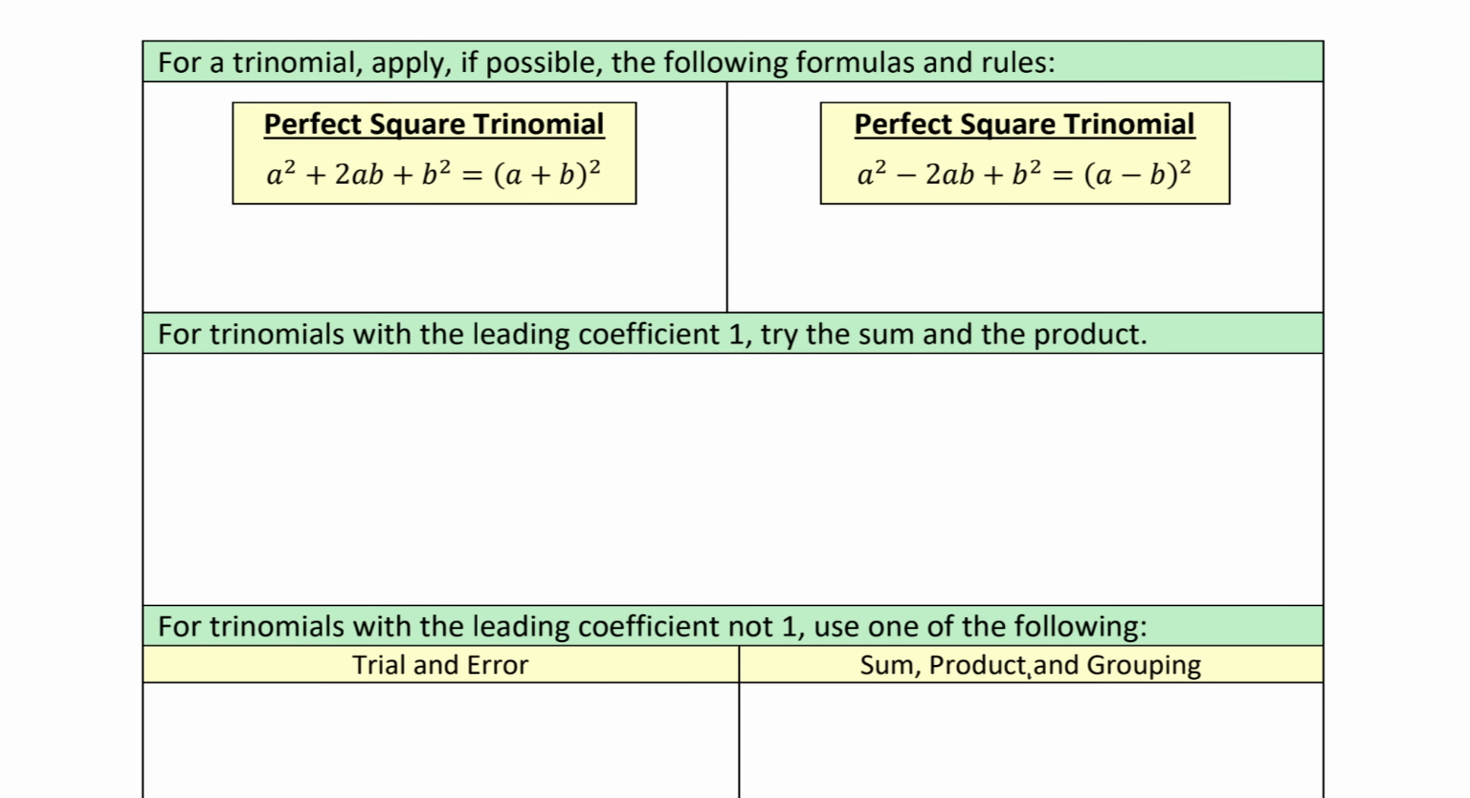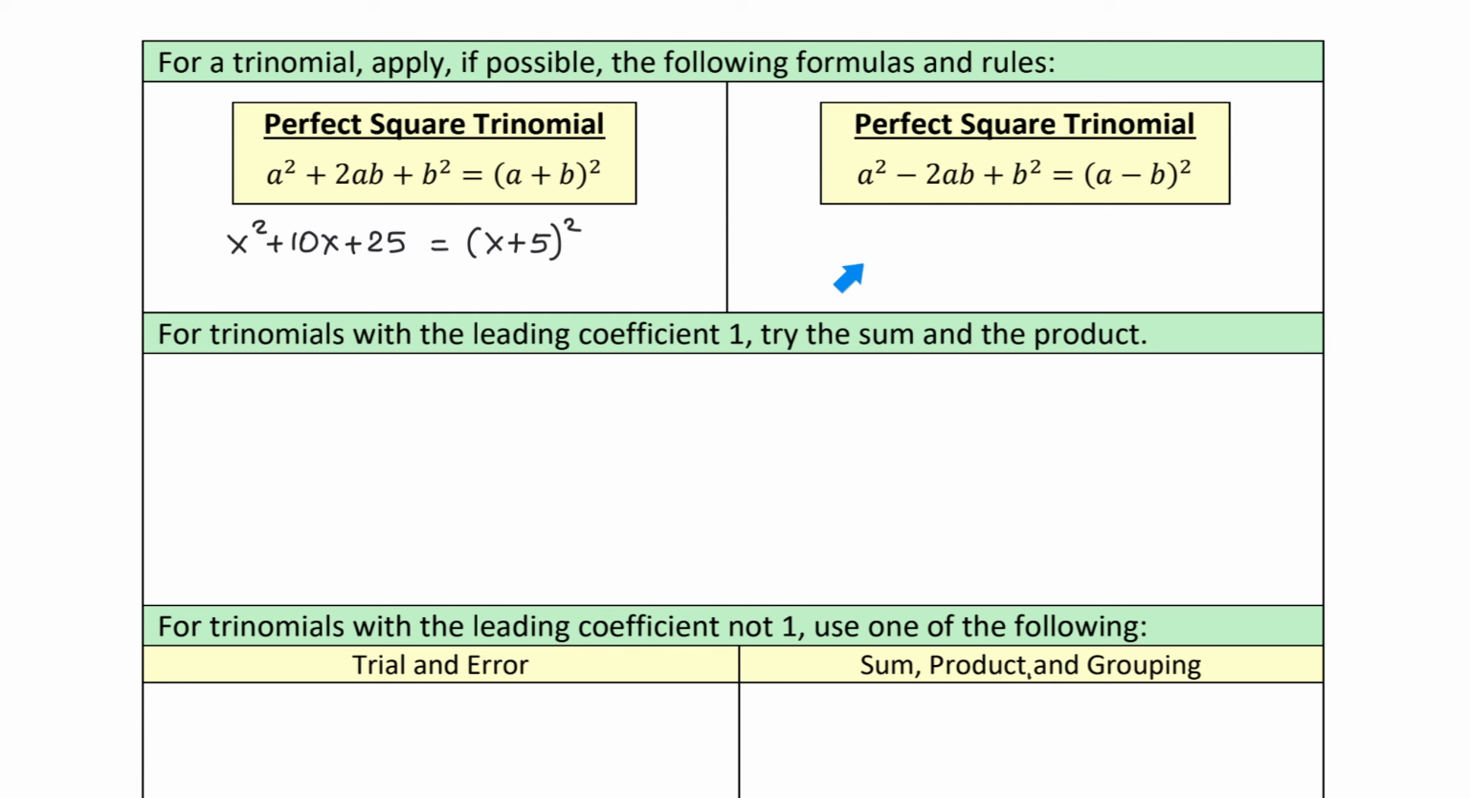Now, what if we need to factor trinomials? If a trinomial is a perfect square, then we can use these 2 formulas. The first one is a squared plus 2ab plus b squared is a plus b squared. For example, the trinomial x squared plus 10x plus 25 is a perfect square. Then we can factor it as x plus 5 to the second power.